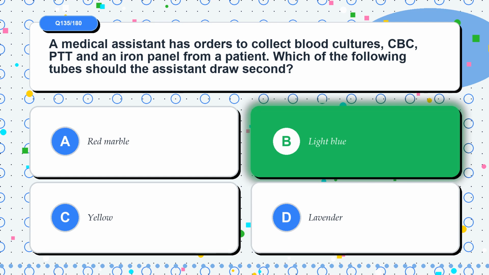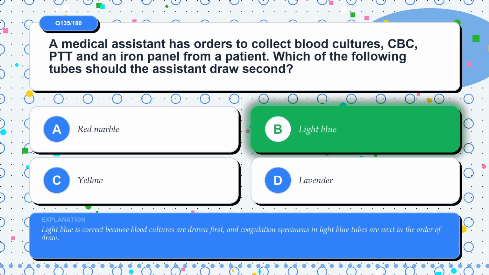The correct answer is option B, light blue. Light blue is correct because blood cultures are drawn first, and coagulation specimens in light blue tubes are next in the order of draw.